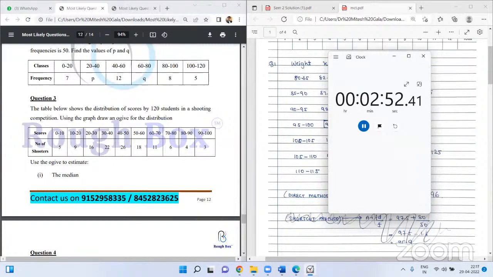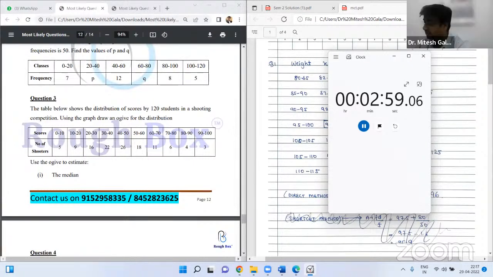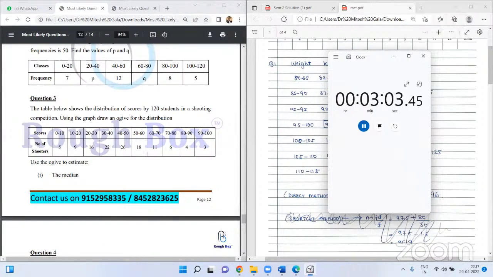So while drawing the ogive, if the curve is slightly here and there, then the value will change, but they will give you a deviation of plus or minus 2. So it is okay, no, that much? Yes, yes.